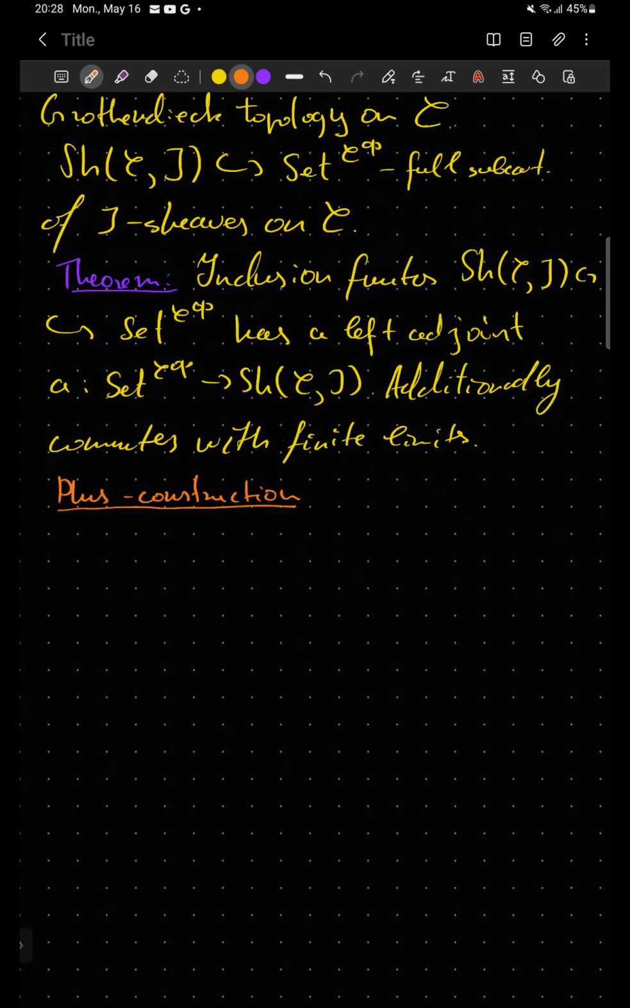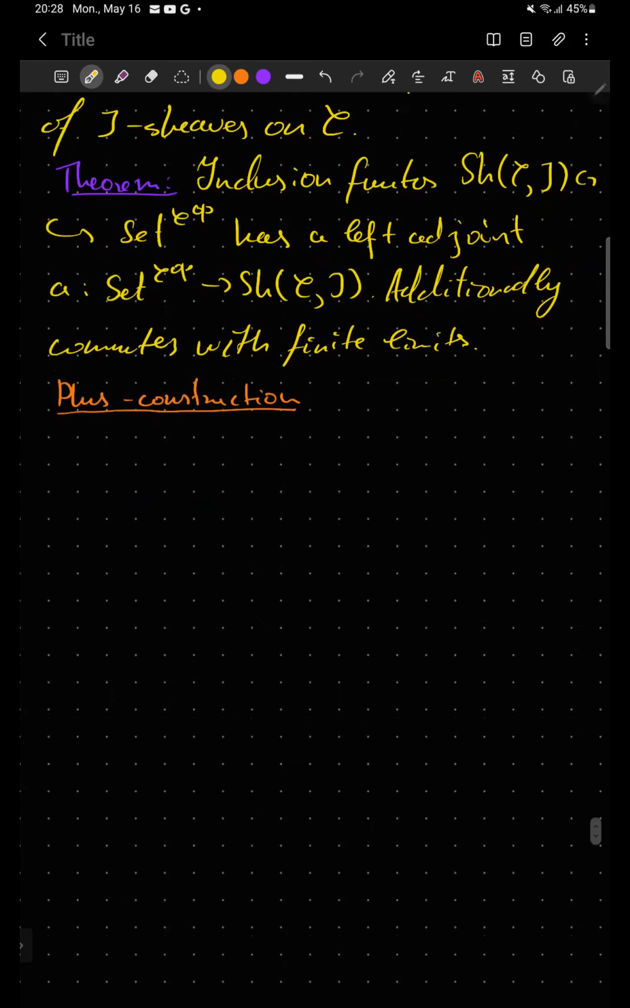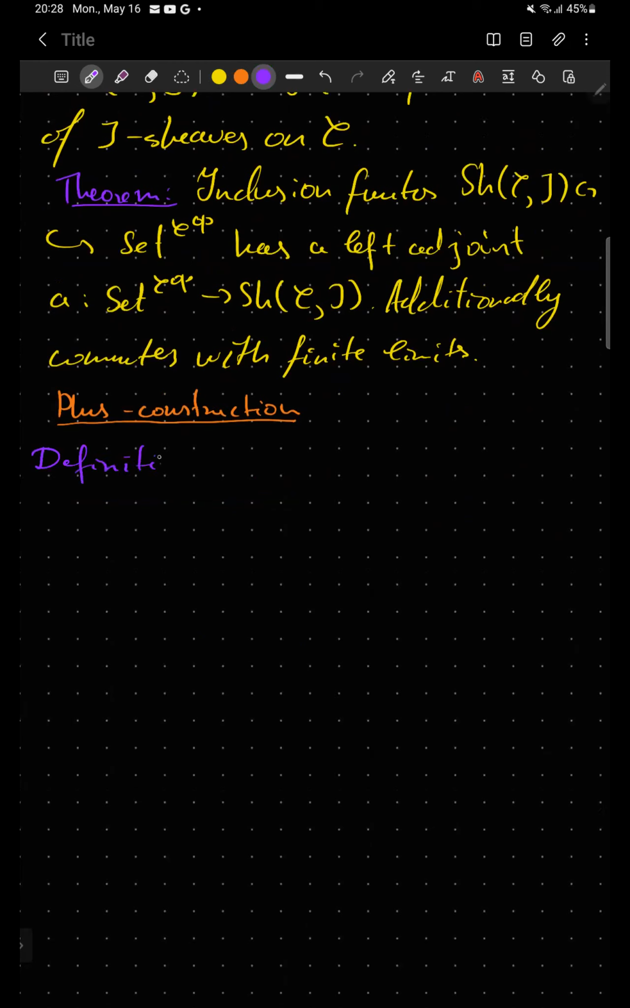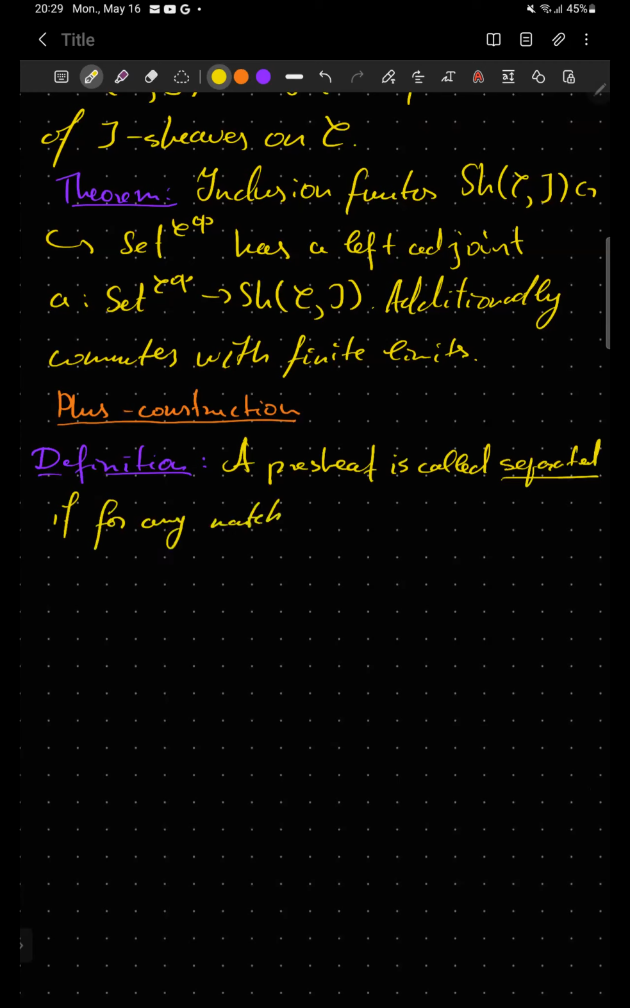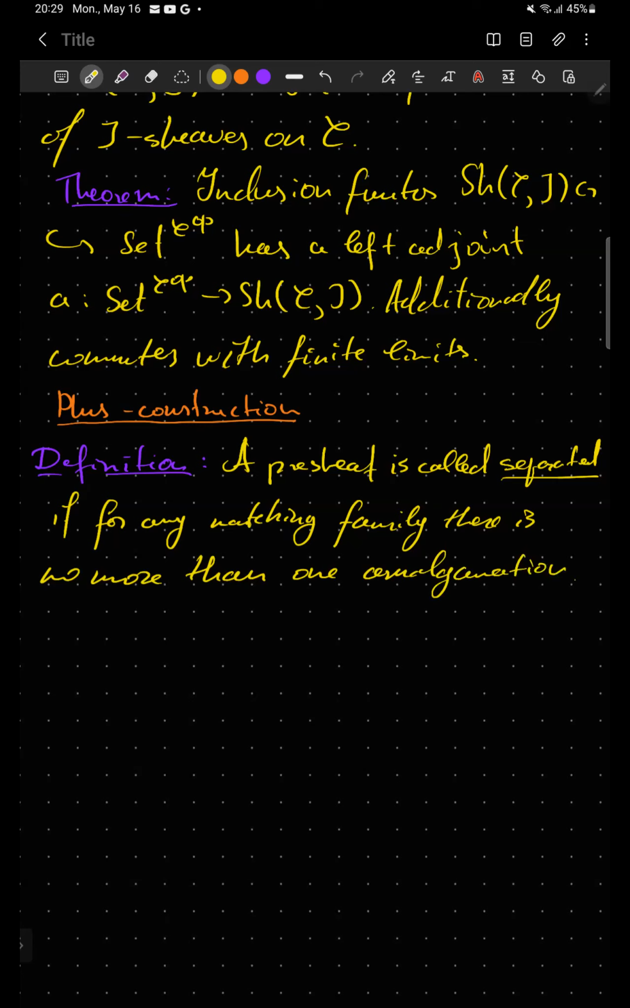Okay, so the first thing we do is define separated presheaves. A presheaf is separated if for any matching family there is no more than one amalgamation. So if we compare this notion with the notion of a sheaf, which always has a unique amalgamation, here we may not have an amalgamation, but if we have one, it is unique.